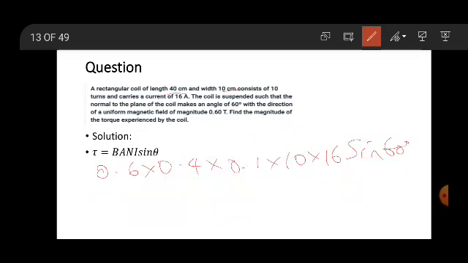So I have a calculator here, 0.6 times 0.4 times 0.1 multiplied by 10 multiplied by 16 sine 60. That is giving us 3.25. So the whole of this now is equal to 3.26 Newton meter. The unit of torque is Newton meter. Okay, so that is it with that question.